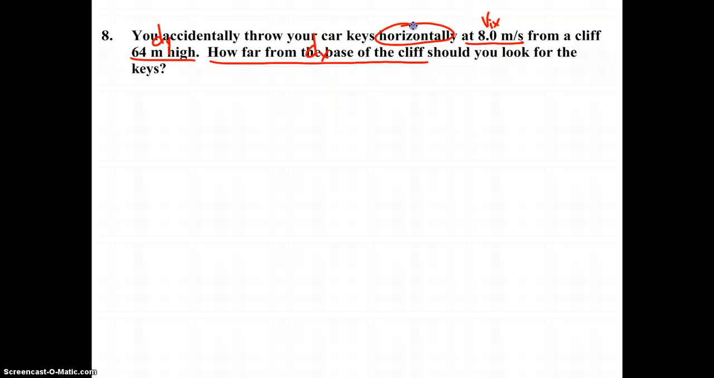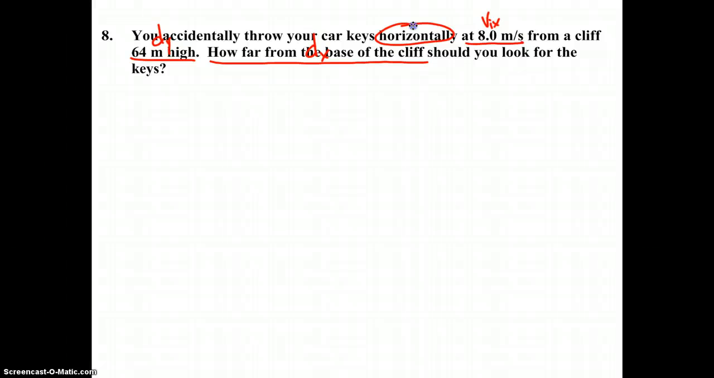We know that horizontally, our only motion equation is v equals d over t. And we have the velocity, and we're looking for the range. So clearly what we're missing is the time. Very typical projectile motion question. What motion determines our time in the air? That would be the vertical motion. So our approach to solving this problem is going to be use the vertical motion to solve for the time in the air, and then substitute that into the horizontal motion to find the range.